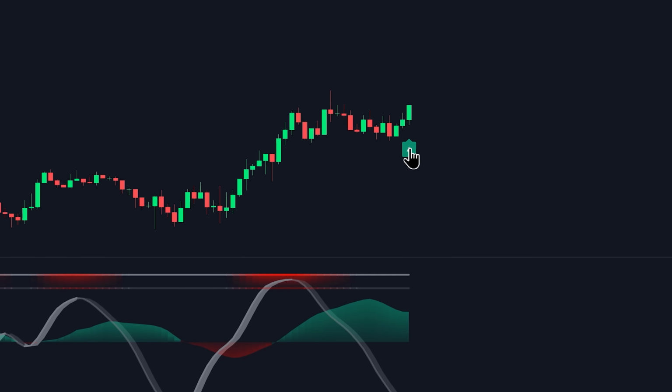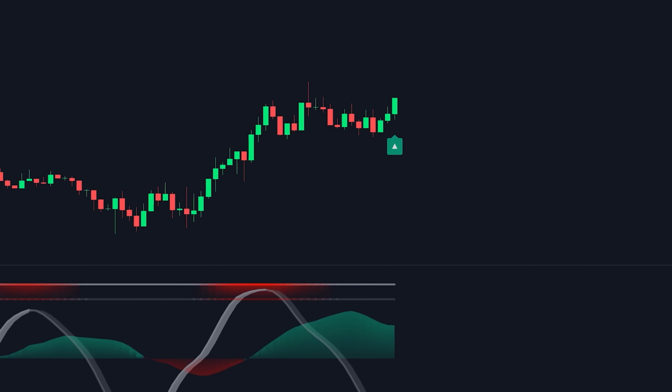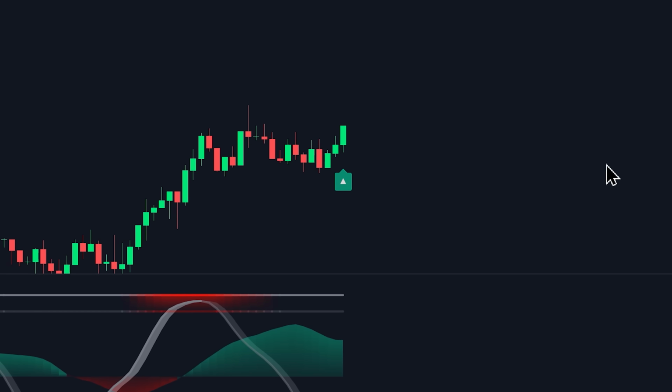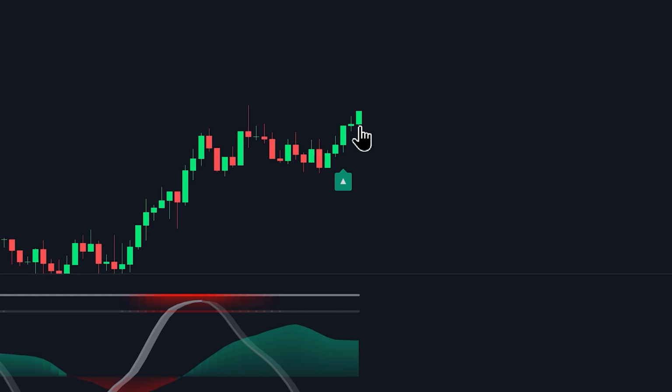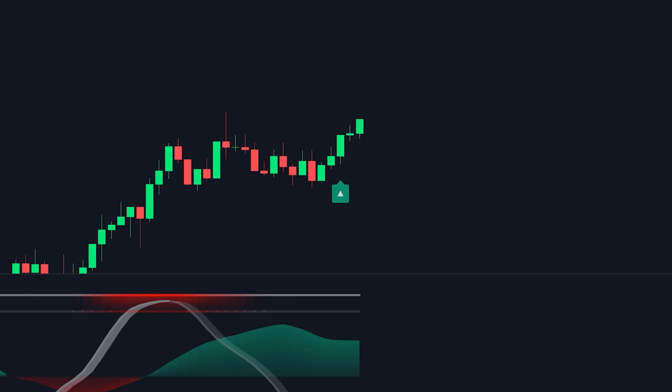Your entry is not the second you see the arrow. Treat the arrow as the signal to zoom in on price action. On a 5-minute chart, I like waiting for a simple confirmation candle, like a strong bullish candle that closes with clear intent, or a bullish engulfing pattern after the arrow appears.